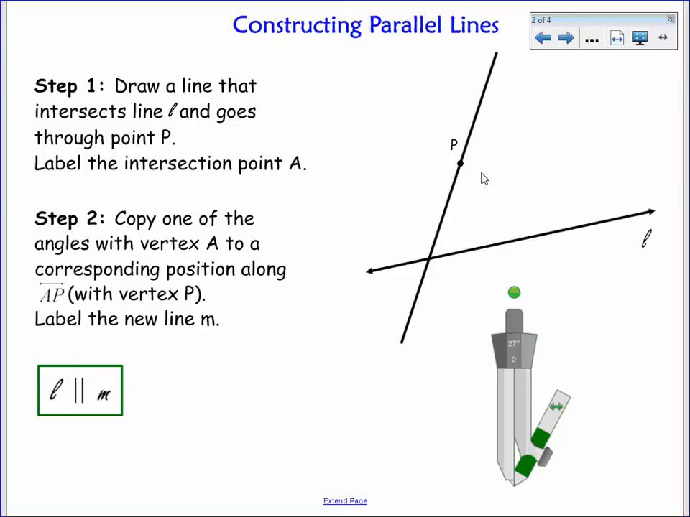Okay, next I'm going to copy any one of these angles down here at this intersection, which I'll label A. And then we're going to copy it at point P. Now I think that this angle here, kind of to the upper right of point A, is going to be the easiest one to copy because I have the most space there.